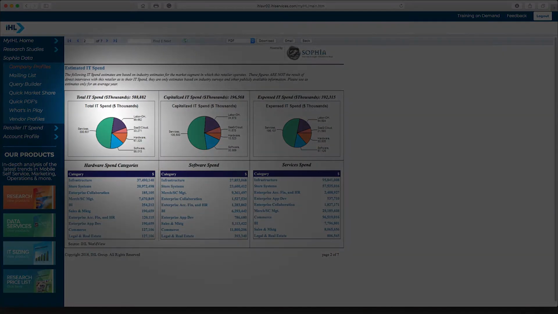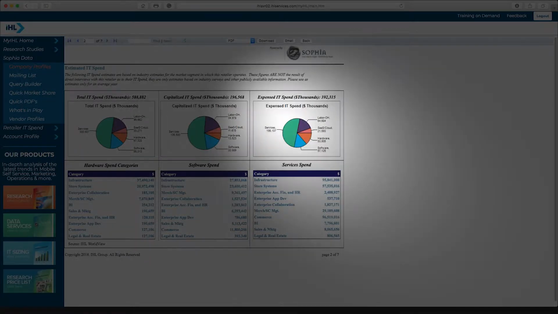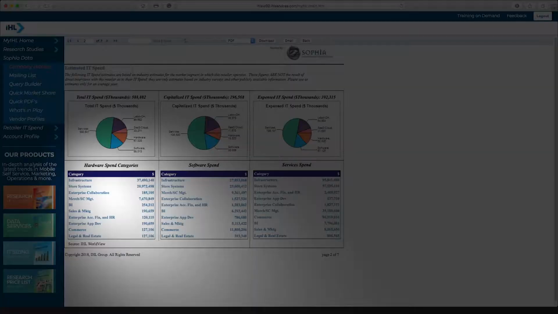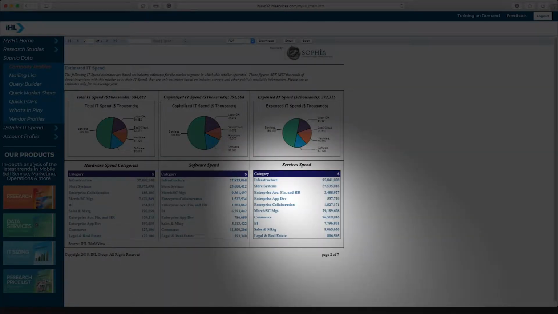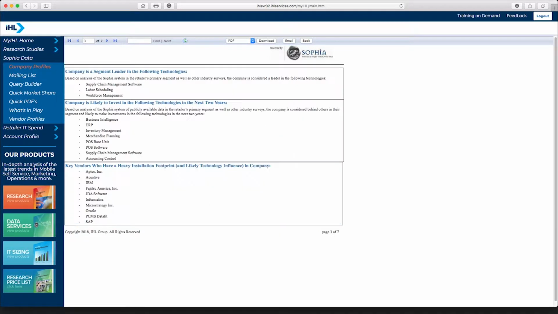We have divided the information up as total IT spend, capitalized IT spend, and expensed IT spend. Then below those boxes, IHL has it broken down to hardware spend, software spend, and services spend. The key thing to note here is this is a company-specific IT spend model.